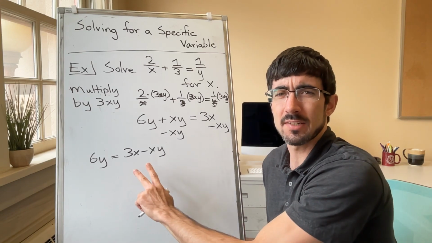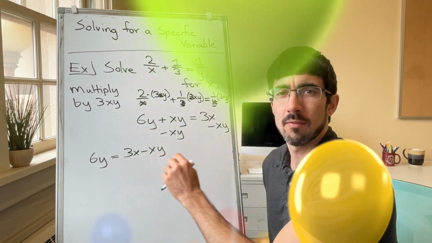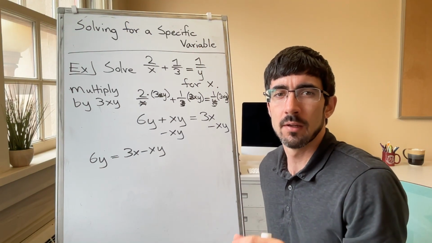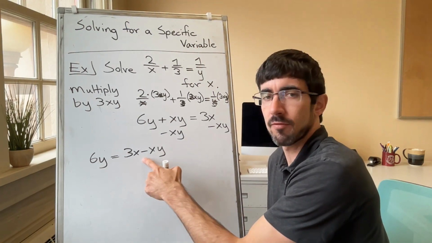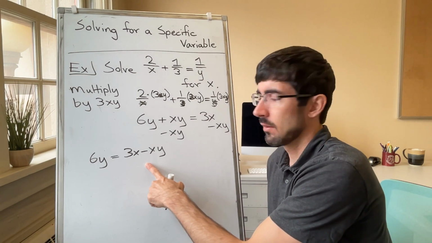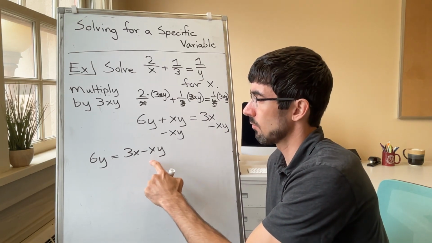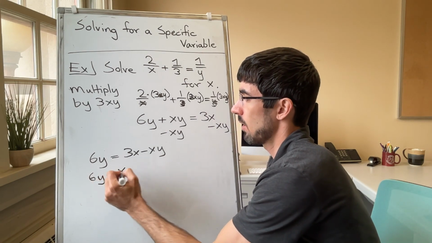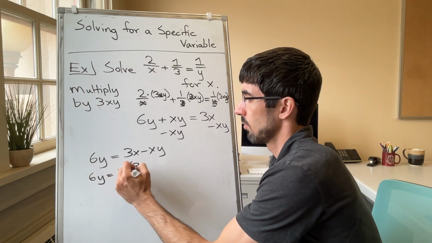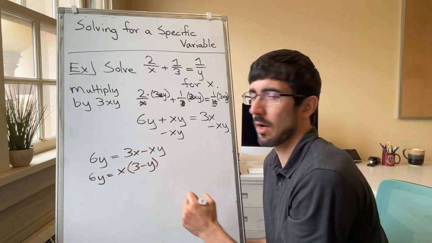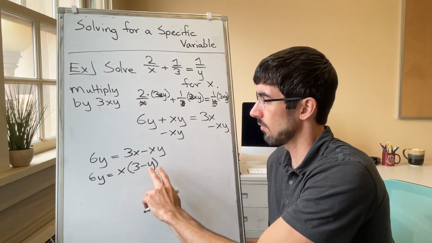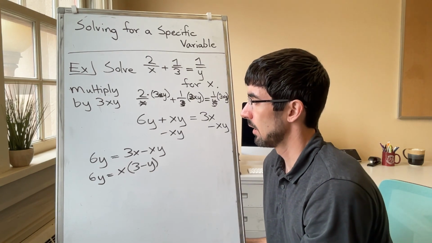Now, I still have x in 2 places here. If I'm going to isolate x, I need to get it into one place. So how do I do that? Well, I can factor out the common factor of x on the right side of this equation. If I do this, I get 6y equals x, parentheses 3 minus y. So I'm factoring it out. This is the reverse of multiplying it in.